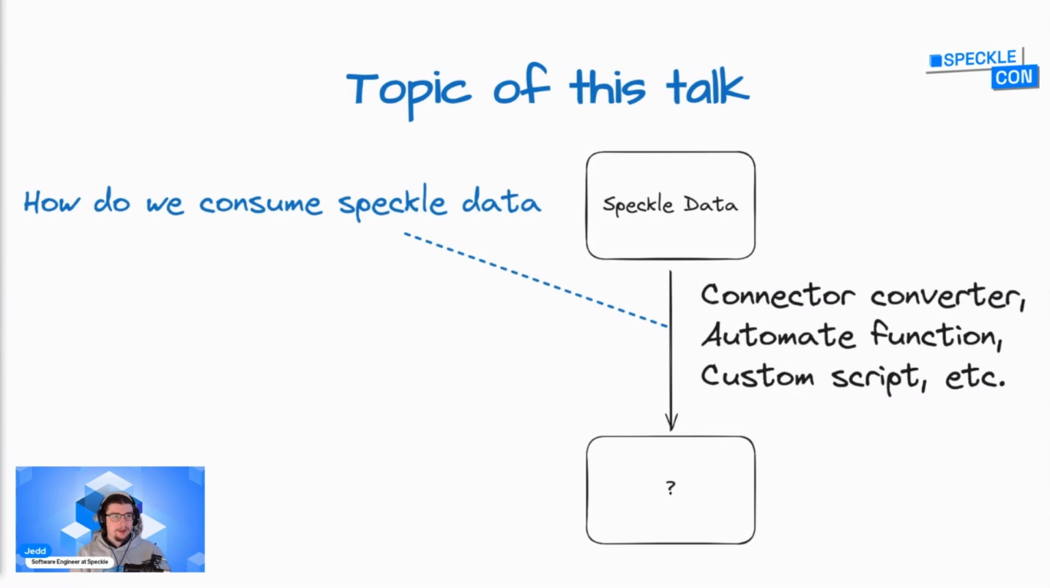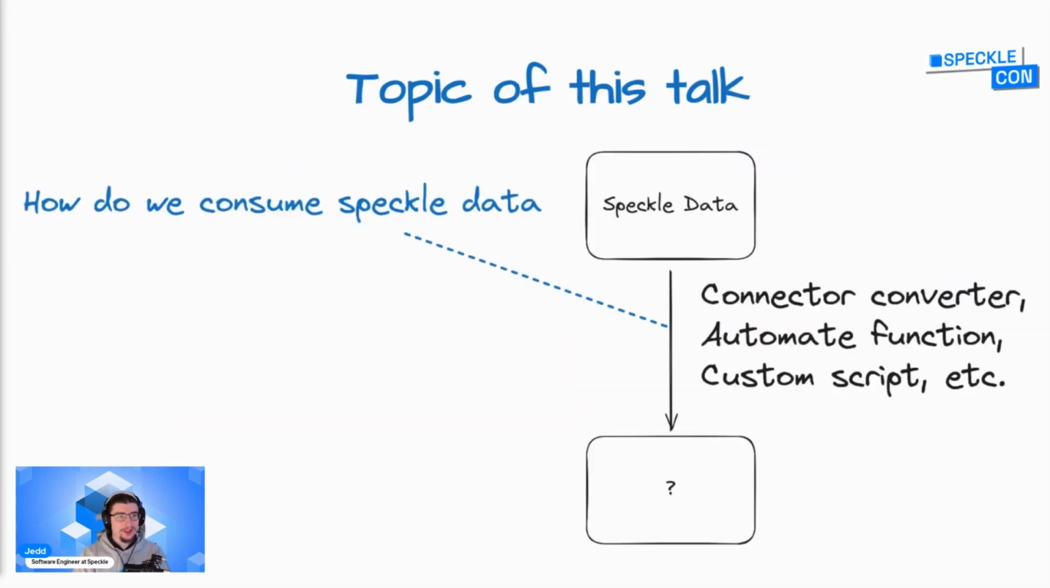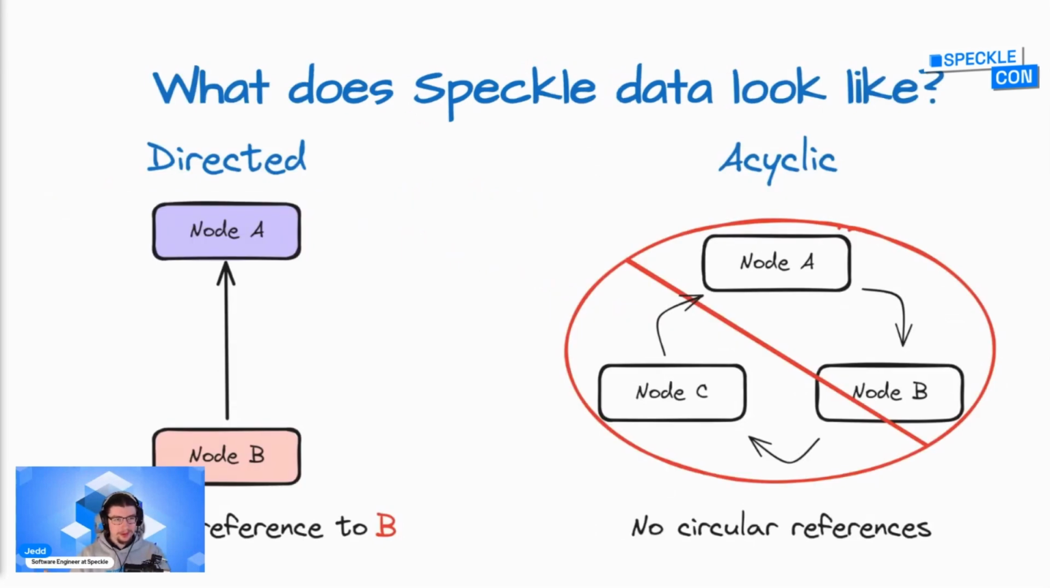And first, let's talk about what I mean by consuming Speckle data. Well, we often receive and use Speckle data, and we want to extract some information or transform our data. And so the way that we consume that depends on the features that we're trying to implement in our automate functions or our connectors.